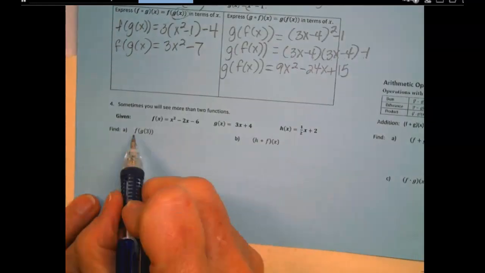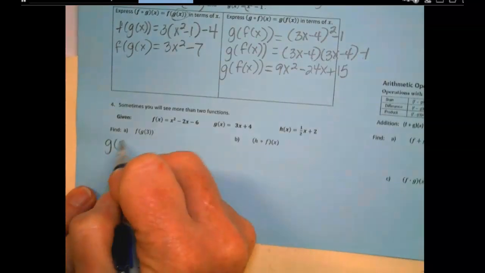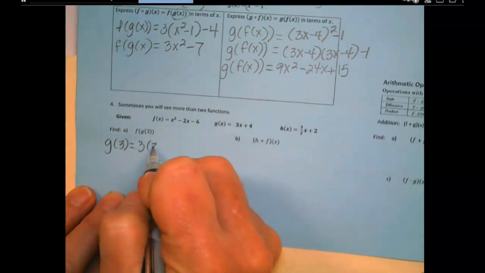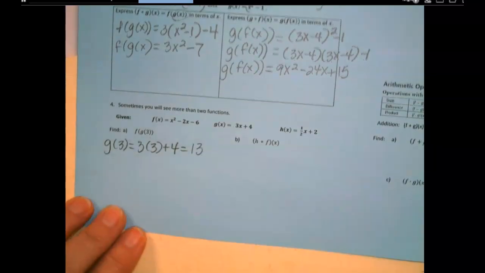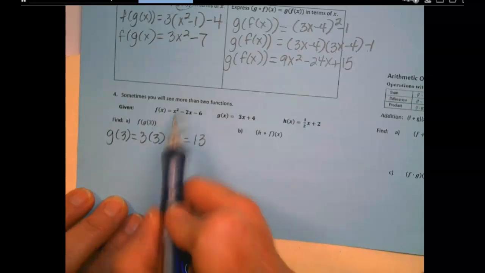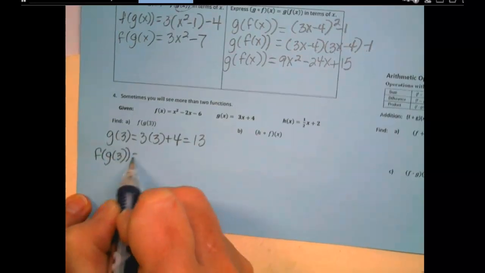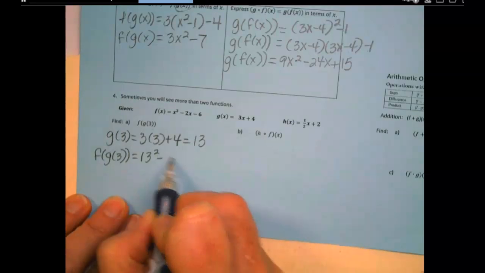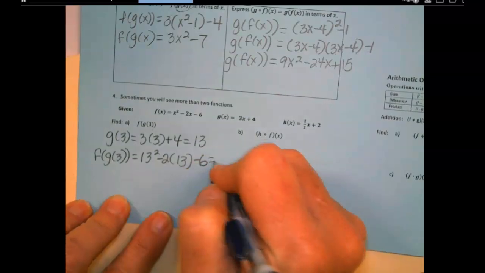Okay, for A, I want to do f of g of 3. So I'm going to start with g of 3. So g of 3 is going to give me 3 times 3 plus 4. And that's going to give me 9 plus 4, which is 13. And then what do you think I do next? I'm going to take the 13 and put it in my f of x, right? So I'm going to do f of g of 3, and that's going to give me 13 squared minus 2 times 13 minus 6. And if you will trust me, you would get 137.